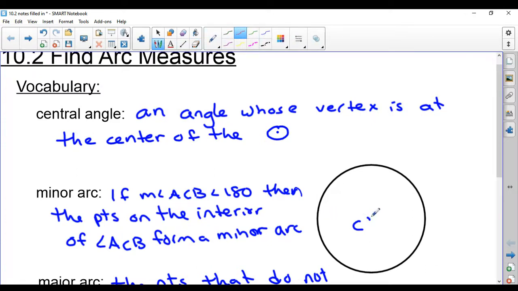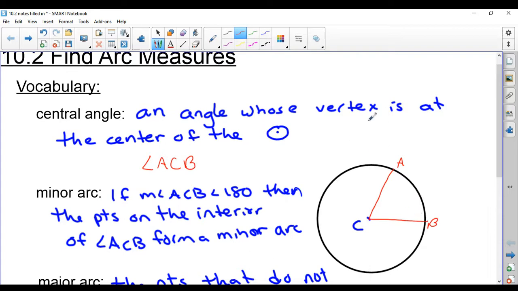So in this circle, we could draw a central angle here. Angle ACB is a central angle of circle C. Remember, the circle is named by the center point. When you have a central angle, it splits the circle into two arcs.